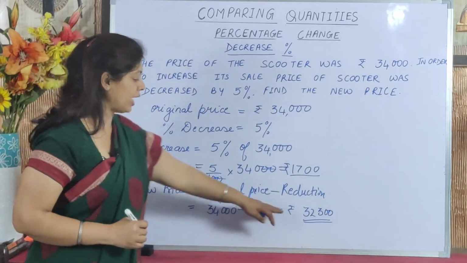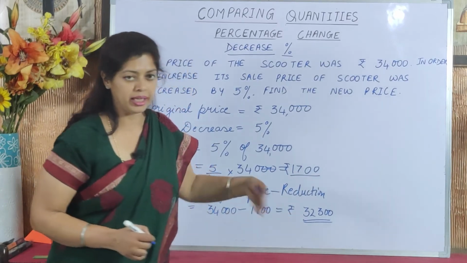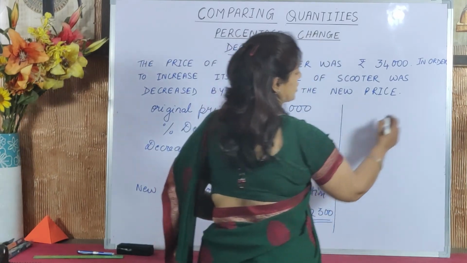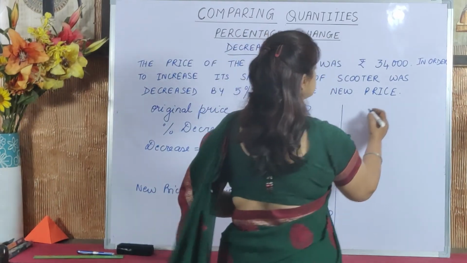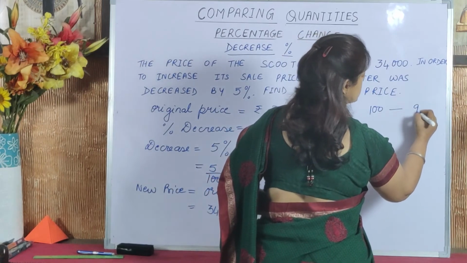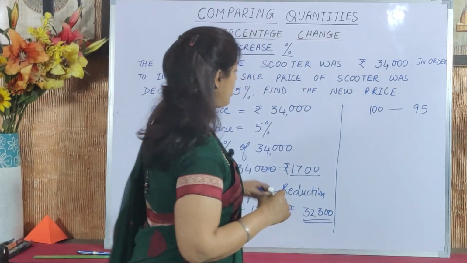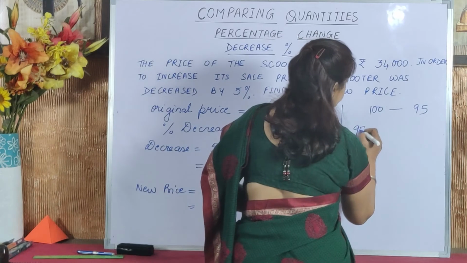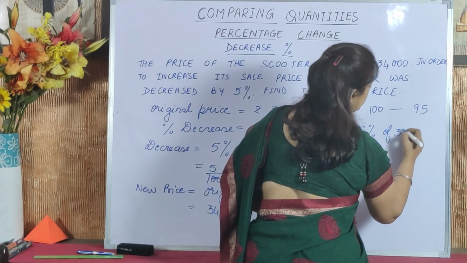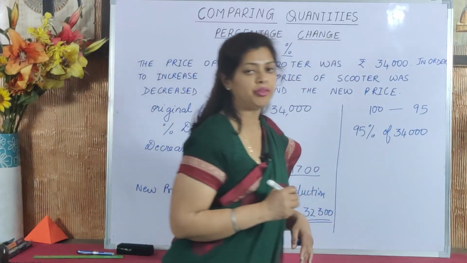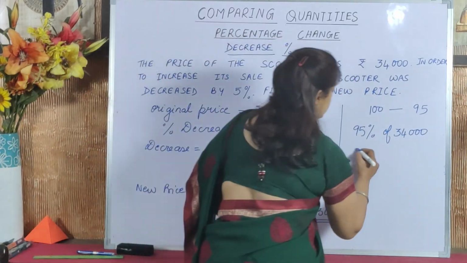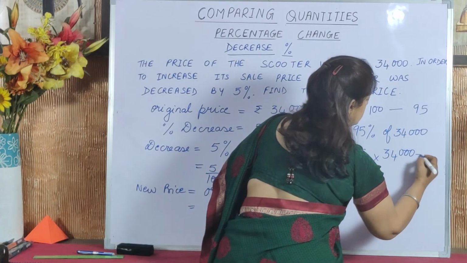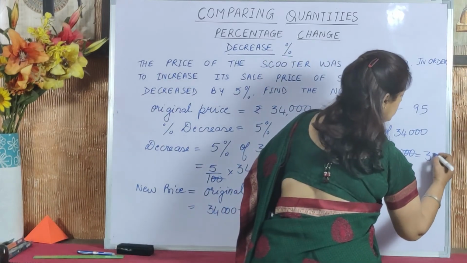And another way is to find the new price directly, just like we did in case of increase percent. So to find the price directly, if there is a 5% decrease, it means that if the original price is 100, the new price is 95. So we can calculate 95% of 34,000. This will directly give you the new price of the scooter. That is nothing but 95 upon 100 multiplied by 34,000. So this again will give you 32,300.